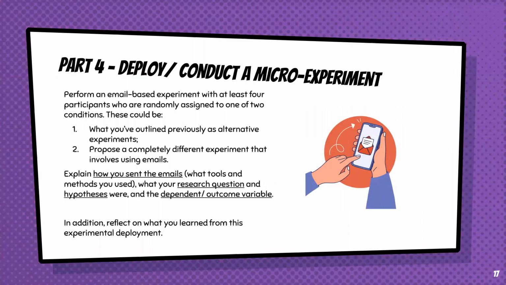Next, we will talk about the fourth part of this assignment, which is deploying and conducting a micro-experiment. For this part, you'll need to send emails to a minimum of 4 people and randomly assign them to one of 2 different conditions. These conditions can either be 1, the alternative experiments that you've previously outlined in the project, or 2, a new experiment that involves using emails and interests you because it aligns with your personal or professional goals. In addition, you'll need to provide a report on the process you used to send these emails, the research question, hypotheses, dependent outcome variable, and any insights gained from conducting this experiment.